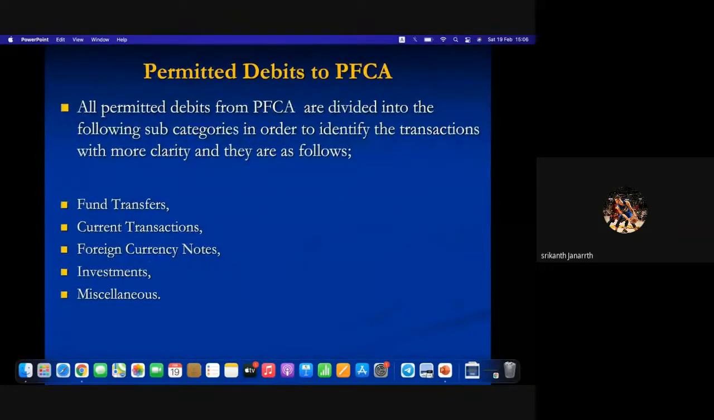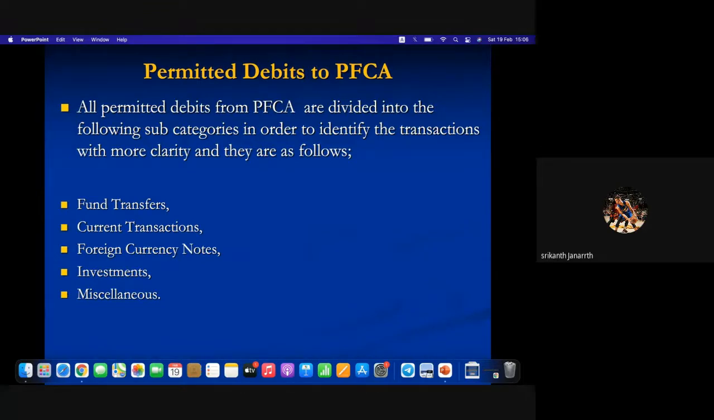Okay, now we are moving on to the permitted debits to PFC account. Now you know the credits, right? There again, I have given fund transfers, current transaction, foreign currency notes, investment, and any other thing miscellaneous. So now you know the permitted credits. So now you know there are a lot of permitted credits under PFCA.